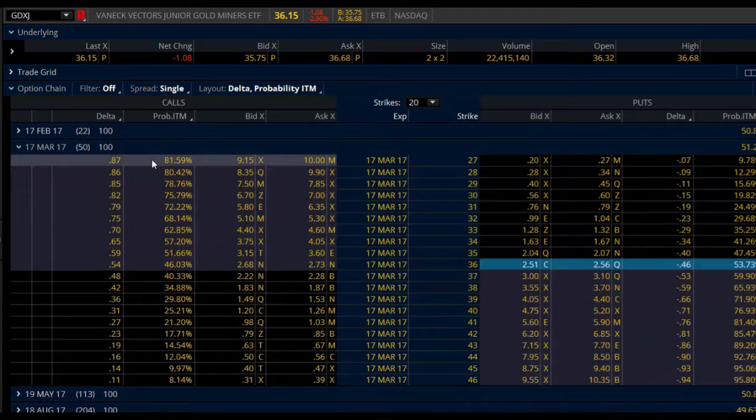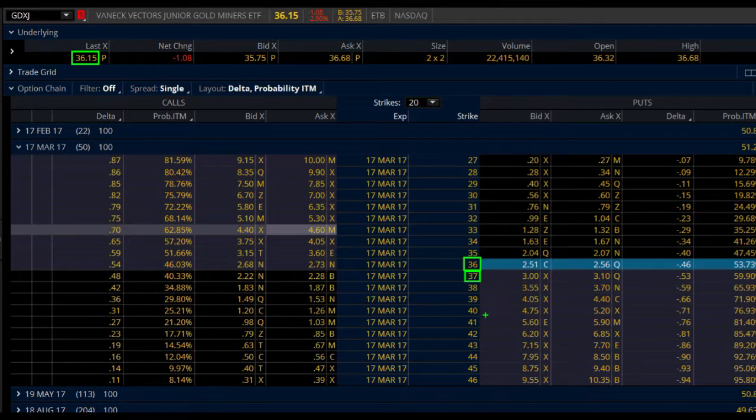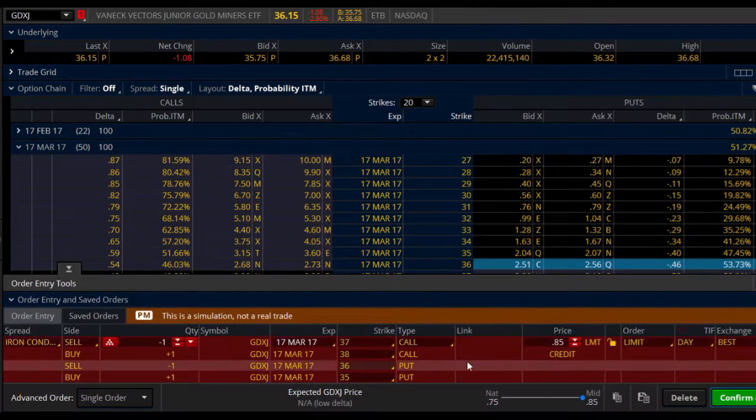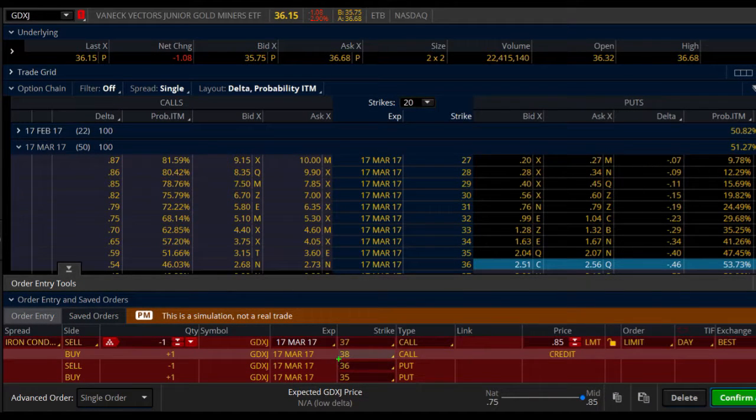So we're going to open up March, and the first thing we're going to look at is the stock price. It's 36.15. What we want to do is we want to start this Iron Condor by selling the put vertical that's just below at 36 and selling the call vertical that's just above at 37. So in this particular platform, it's easy. I just right click, I go to sell, I go to Iron Condor, and you see it populates it for me and does exactly what I want it to do. It sold the 36 put vertical and the 37 call vertical. So the stock price is right between them, right there at 36.15.